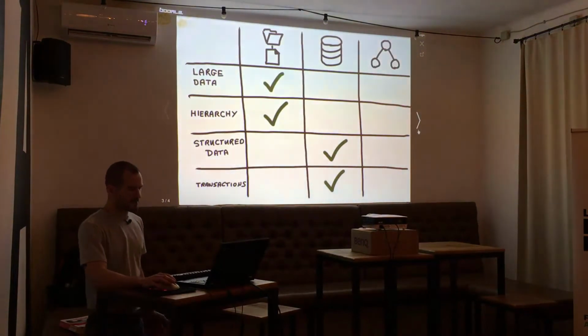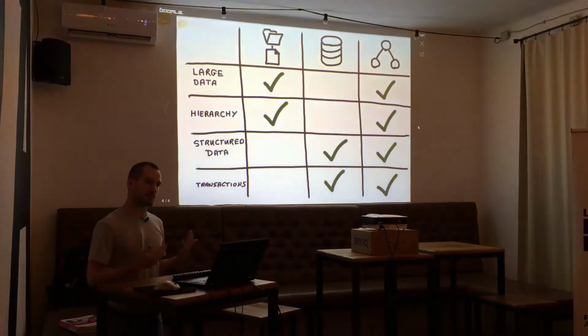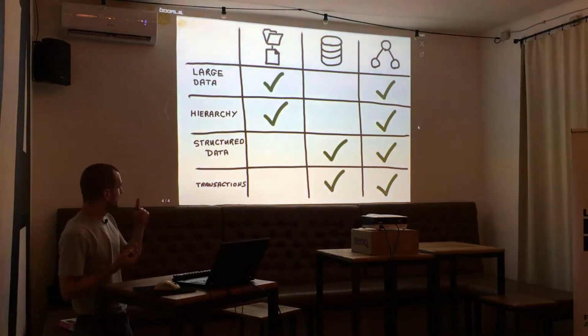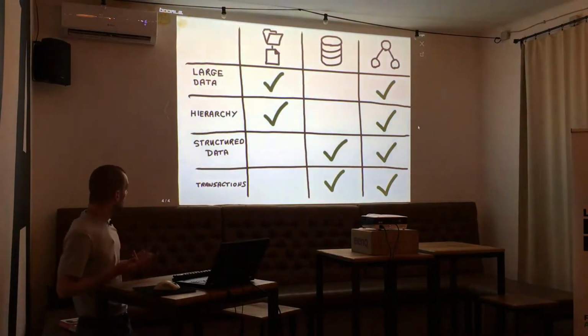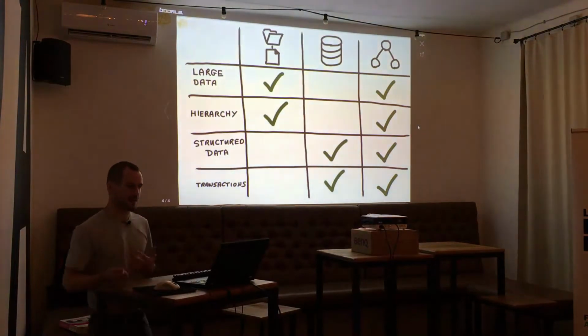So this is Boomla. It's a new kind of file system that has the properties of all of them. So again, it can store large files. It's a file system, so it's hierarchical. It can store structured data like in a database, and it's transactional, fully transactional, so you don't have to work with these nasty issues.